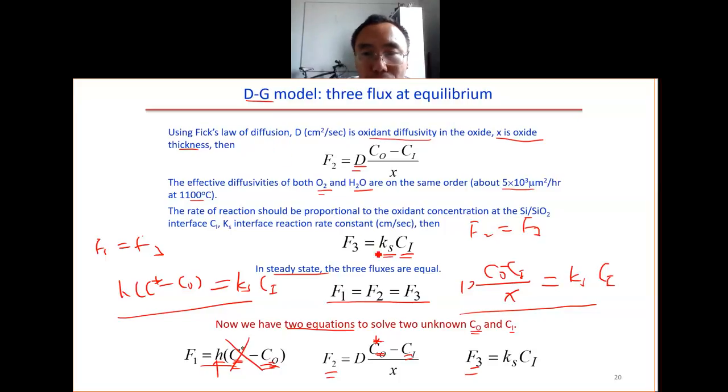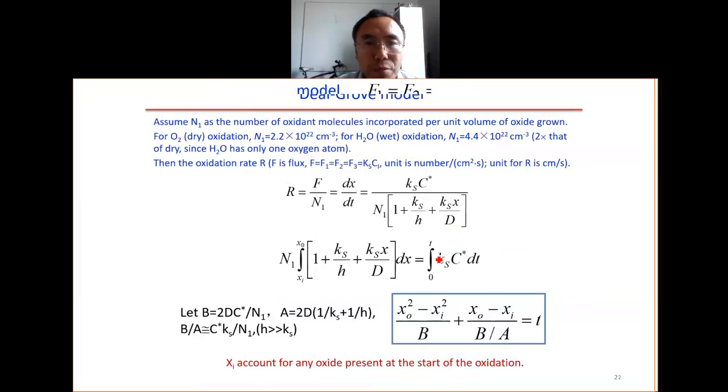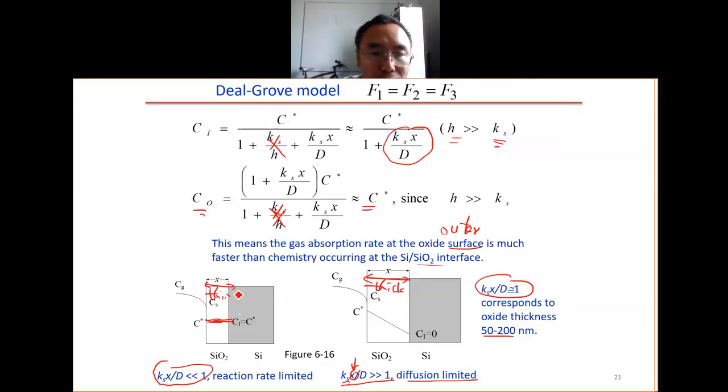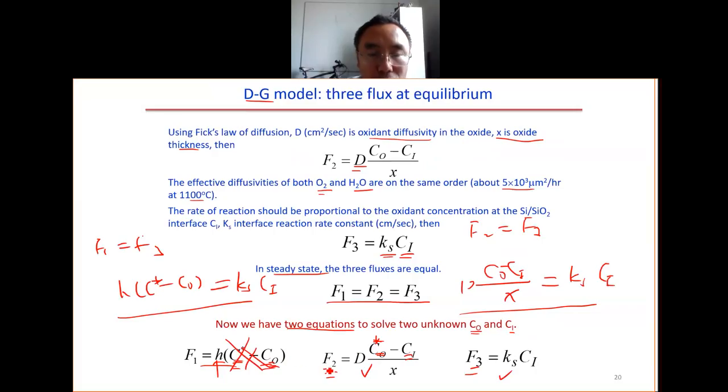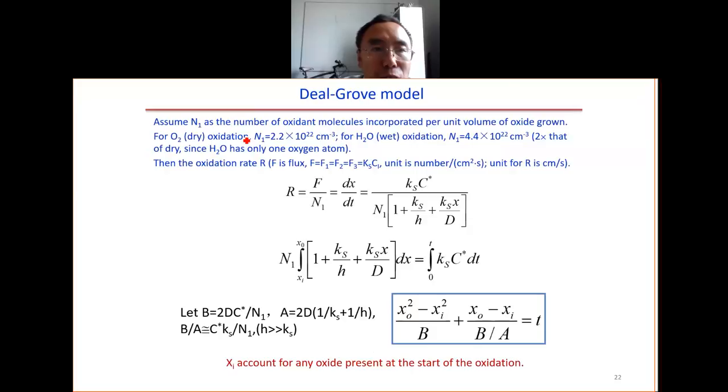But in reality, if you want to be simple, you can just take F2 and F3. You ignore F1. You get the same conclusion in the end. So now we have the flux. So now we look at the deposition rate. We need to know the oxidation rate. How many micrometer per hour?